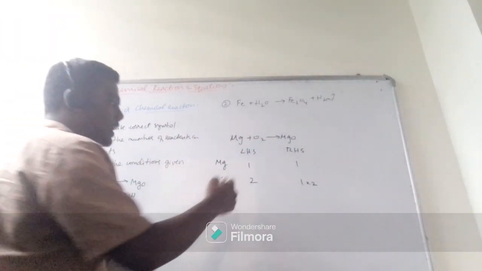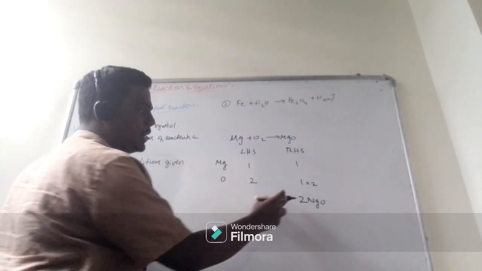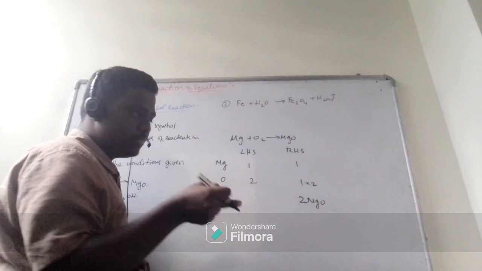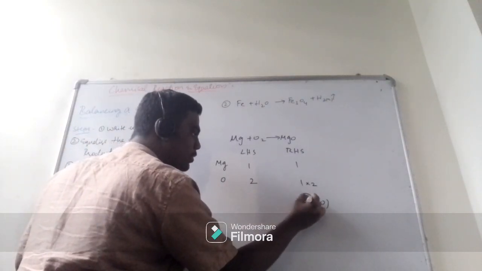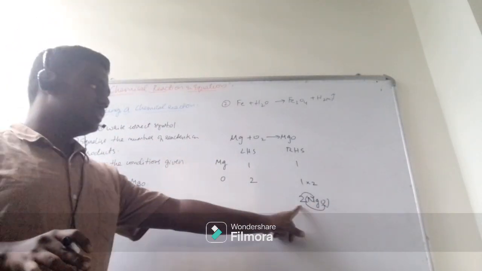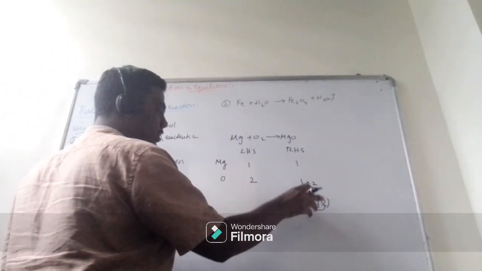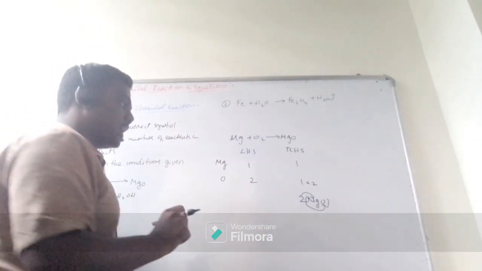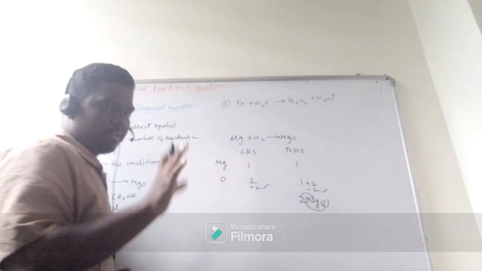Whenever I am multiplying, the new product that is formed becomes 2MgO. Because I have multiplied with 2, I can't write 2 only here. We have to write it for the whole compound, so I am writing 2MgO. Point to be noted, this 2 is for both magnesium as well as oxygen, not only for oxygen. So we can't just multiply with oxygen. Whenever we are multiplying, we have to multiply for the whole compound. So here this is 2 and this is 2, perfectly balanced.